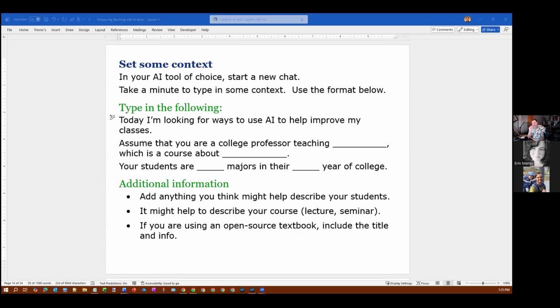And I totally realize that I should shut up while you're doing this. But if you want to describe your students a little bit more, that might be helpful. You might describe your course, whether you're teaching a lecture, a seminar, or a lab course. And if you're using an open source textbook, putting that in will often try to use the same terminology that your students might see in the textbook as they're coming out. And again, these are things that you might share directly with your students. You might use it to update your lecture notes and things like that.